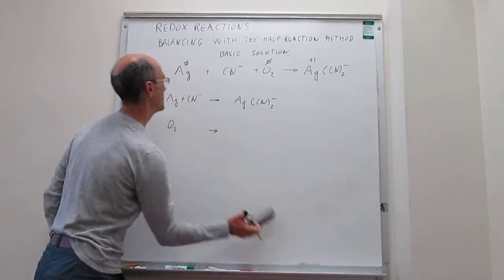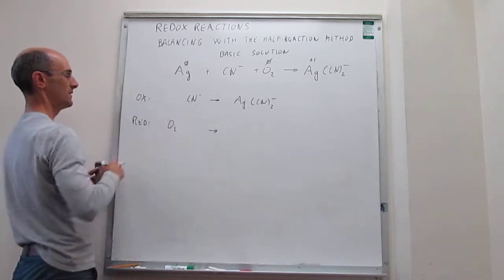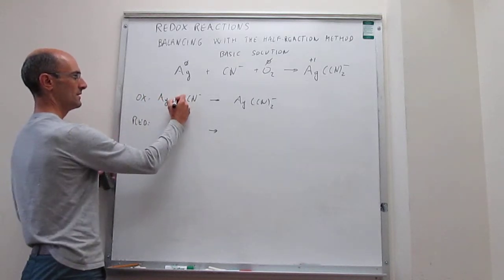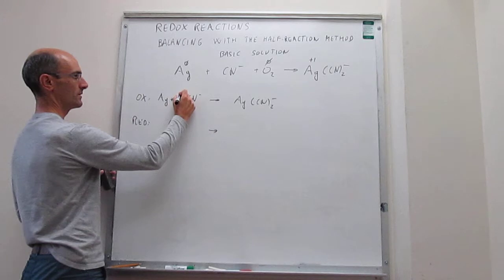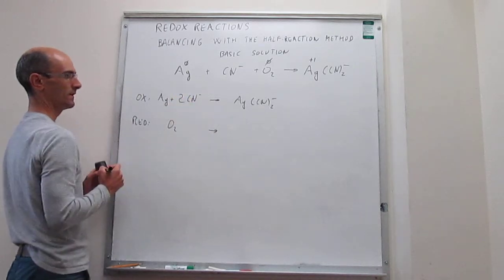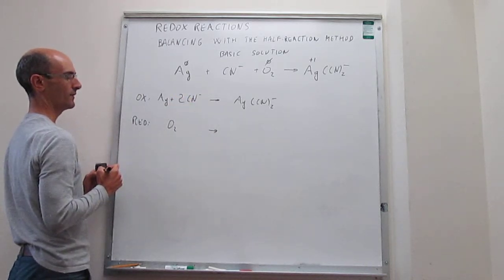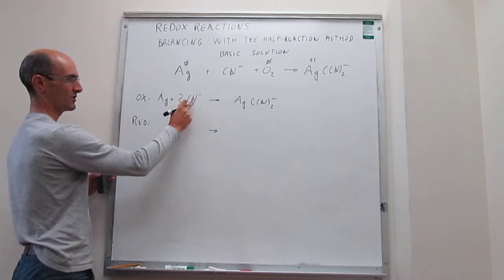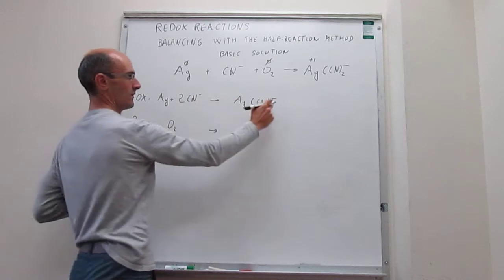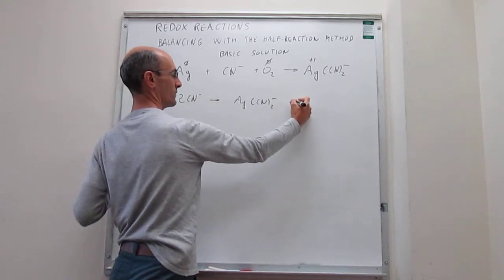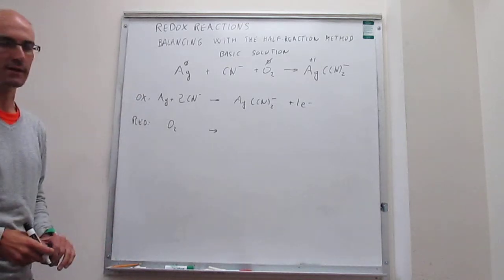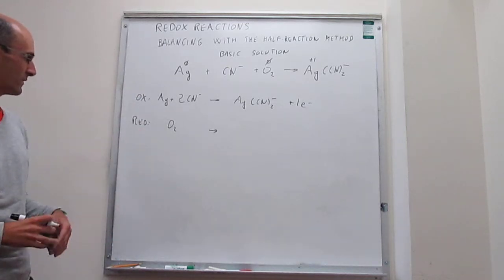We go to the oxidation, and the only thing that we have to do atoms-wise is to place here a 2, and then we have all of the atoms balanced. We still have to balance the charges. Here we have 2 negative charges. There we have only 1 negative charge, so we add 1 electron, and that does it. So that is the oxidation reaction balanced. Now let's go to the reduction.